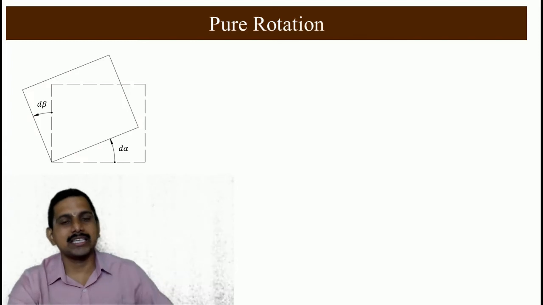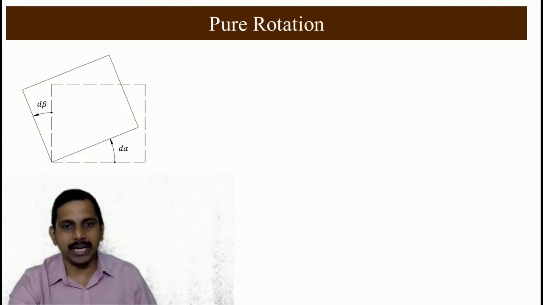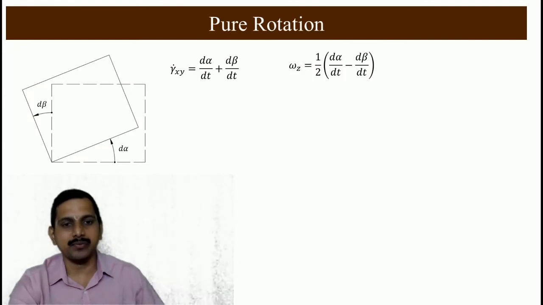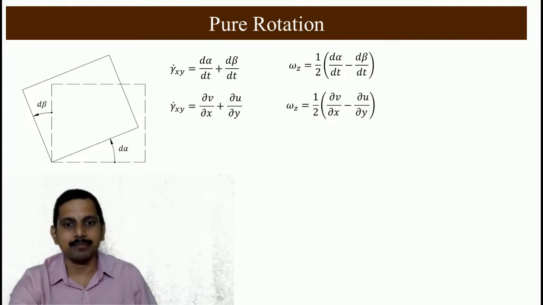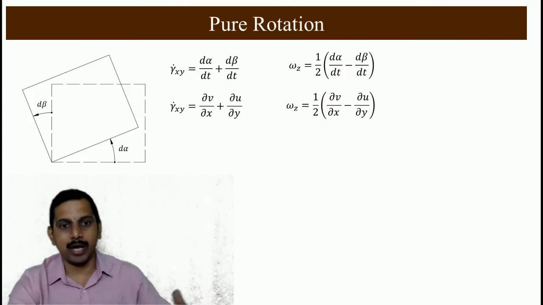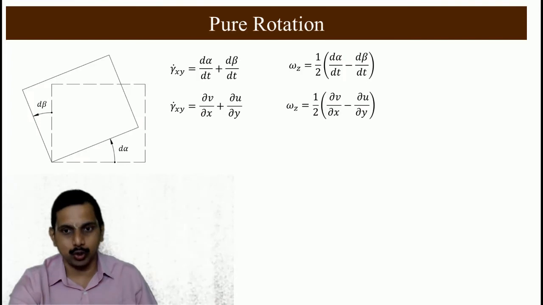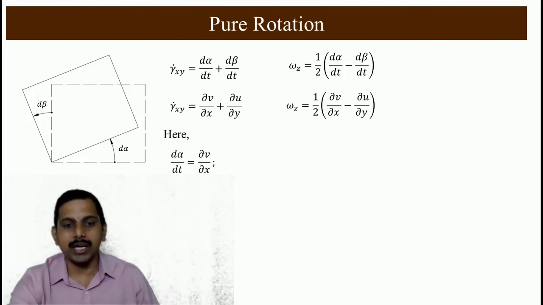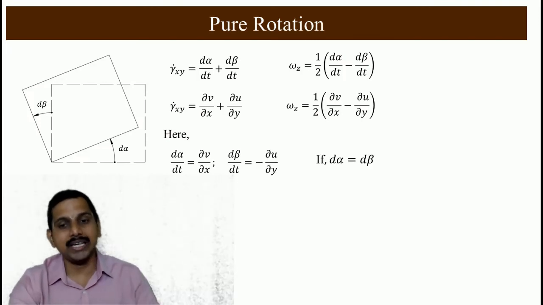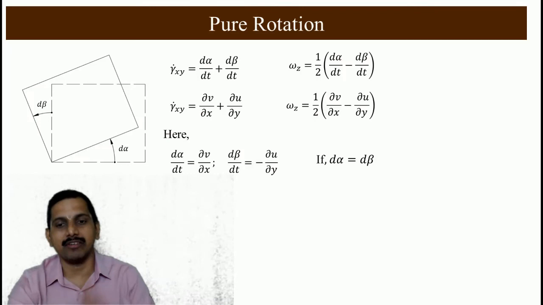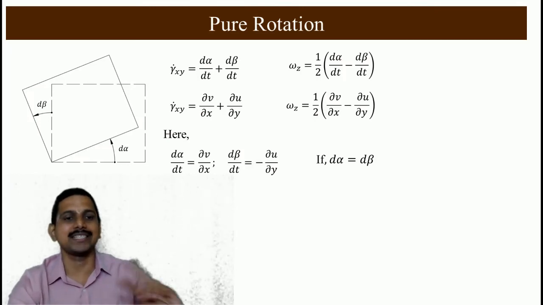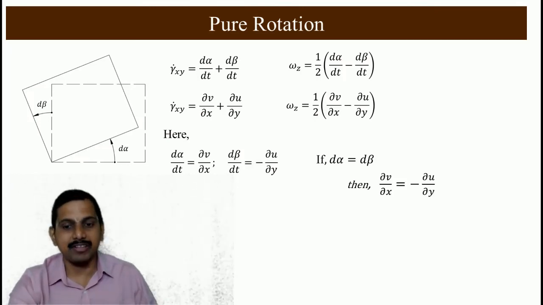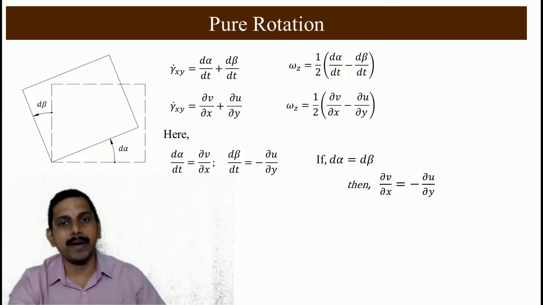Next, similar to this is pure rotation. Here it is similar to rotating a fluid element. Similar to the last case, we have seen gamma xy and omega z, where d alpha by dt is ∂v/∂x and d beta by dt is ∂u/∂y. Now in case d alpha is equal to d beta, why is it the same? Because it is in the same anti-clockwise direction. If this happens, then ∂v/∂x would be equal to minus ∂u/∂y.